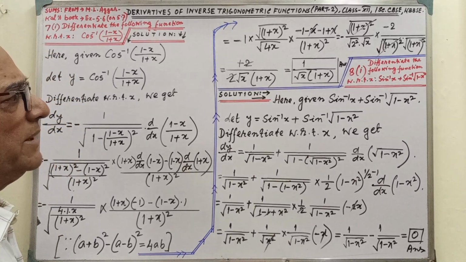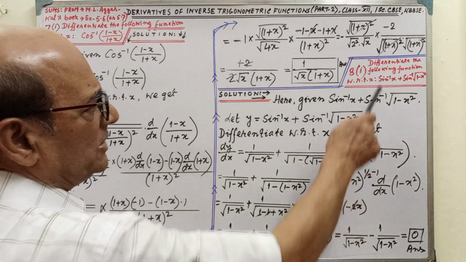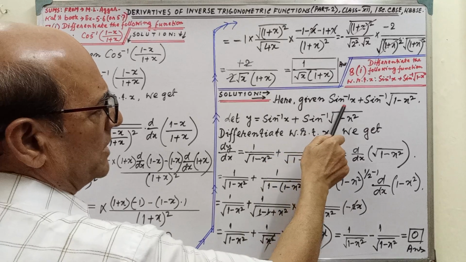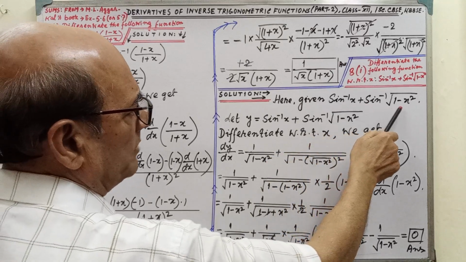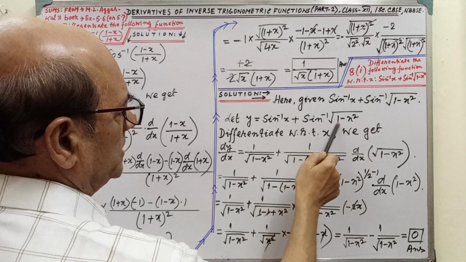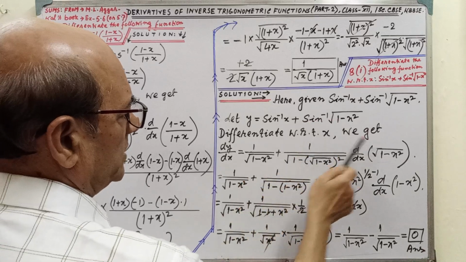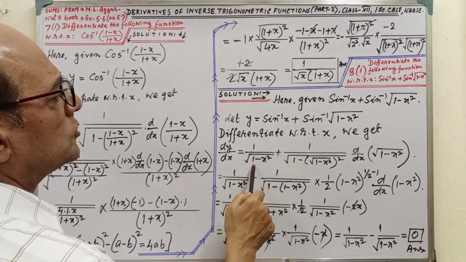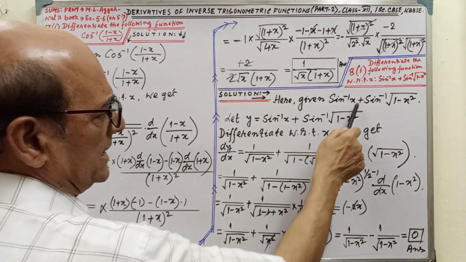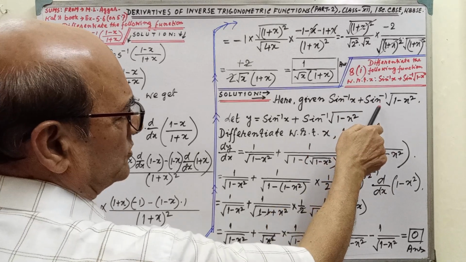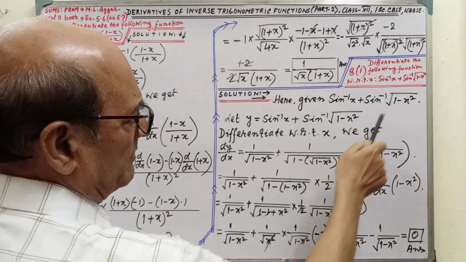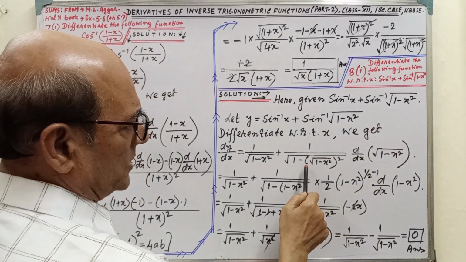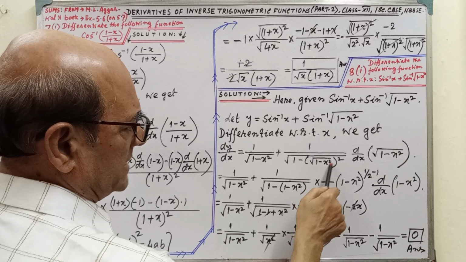Next, sum number 8, part 1. Sum you will get in a book, and here also it is written clearly. Here given sin inverse x plus sin inverse root over (1 minus x). Let y equal to this, then differentiate with respect to x, we get differentiation of sine inverse x, that is known to be 1 by root over 1 minus x square, plus, here is plus sign, here also again we have to differentiate sine inverse x, in place of x it is given root over (1 minus x square), so we have to write root over (1 minus x square) whole square.